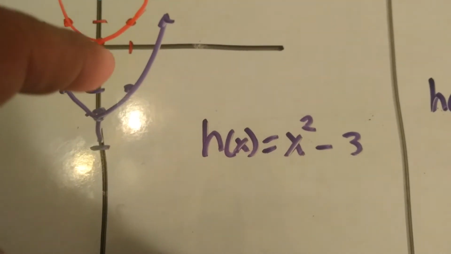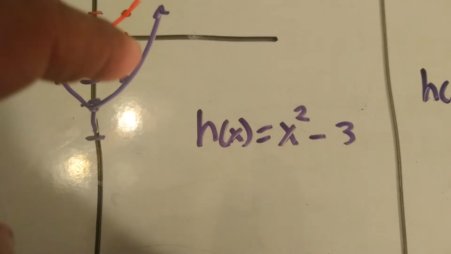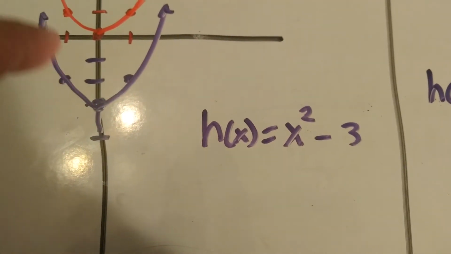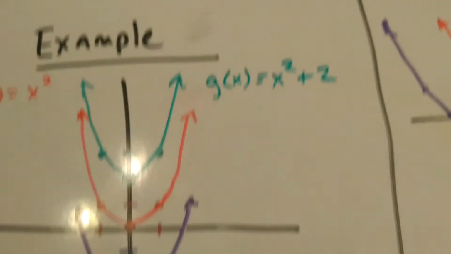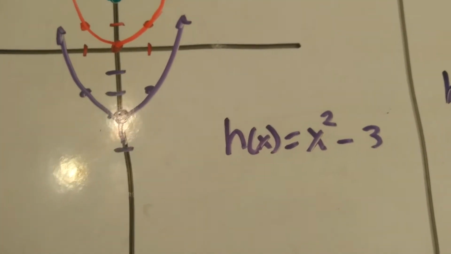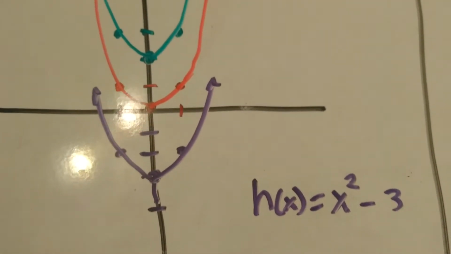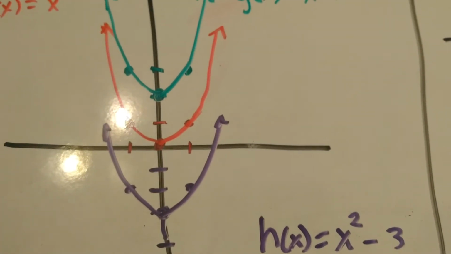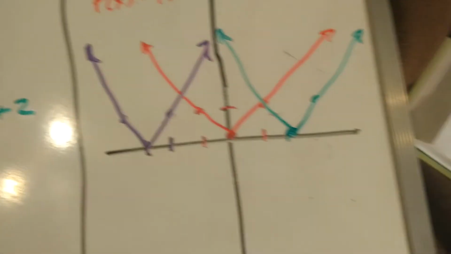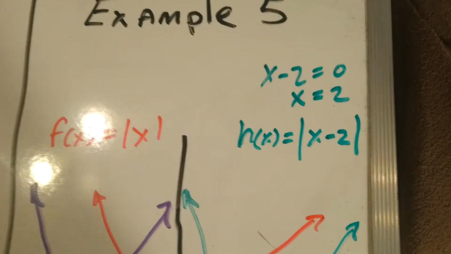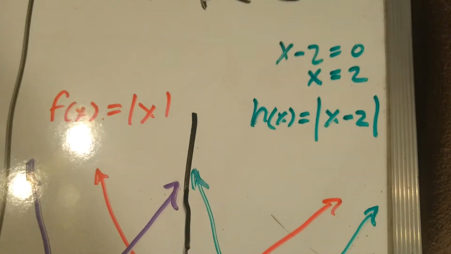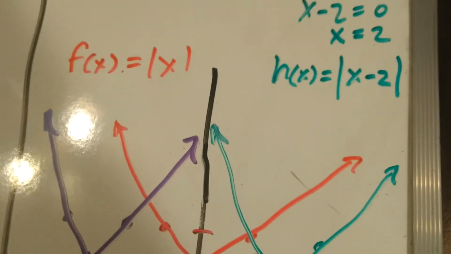If I subtract 3 directly from the function, the x squared, that means I'm going to subtract 3 from y. I'll subtract 3 here from y, 3 here from y, 3 here from y. Got my graph. So anytime I add or subtract directly to the function, it is a vertical shift up or down. Horizontal shift is when I add or subtract directly from x, not the function.